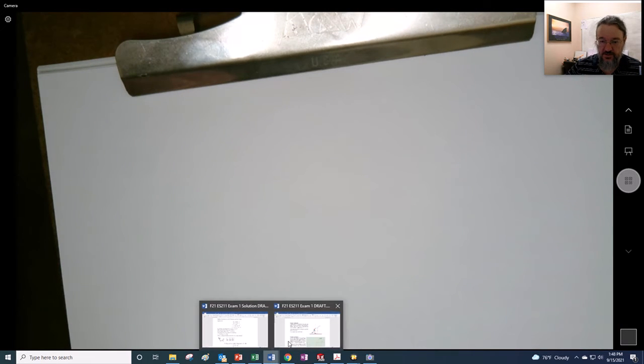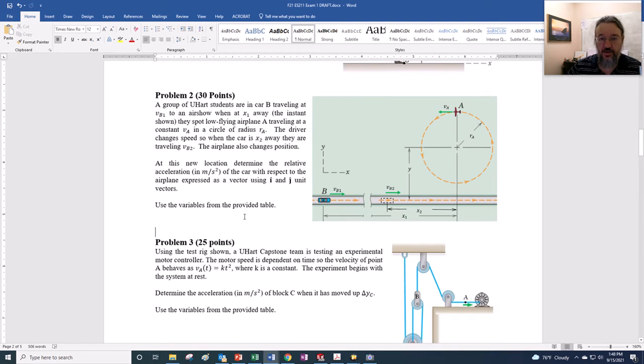Let's see, put this up there. And now we have this car, or a group of students traveling in that car B, and they go into an air show, and they spot this airplane going at a constant speed around a loop. They start to change speeds, and when they get to this spot right here, we want to find what the relative acceleration is of the car with respect to the airplane.